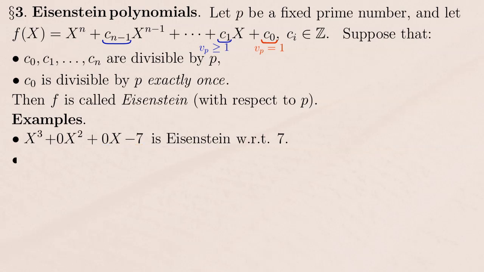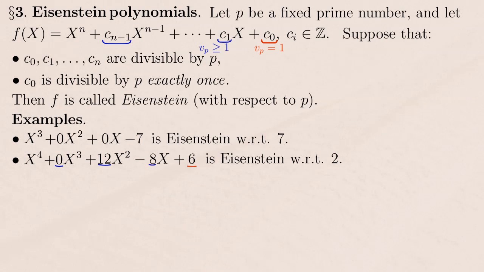Okay, another example. The polynomial x to the 4 plus 12x squared minus 8x plus 6 is Eisenstein with respect to 2. Again, filling in the missing term here, we can see that these coefficients, 0, 12, and minus 8, are all divisible by 2, and the coefficient 6 is divisible by 2 but not 2 squared.